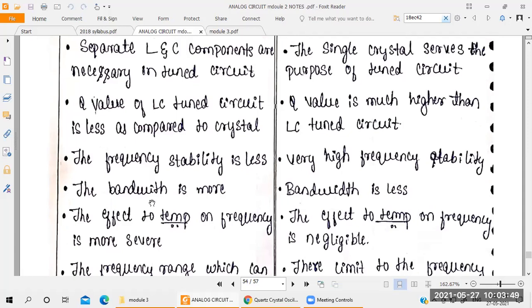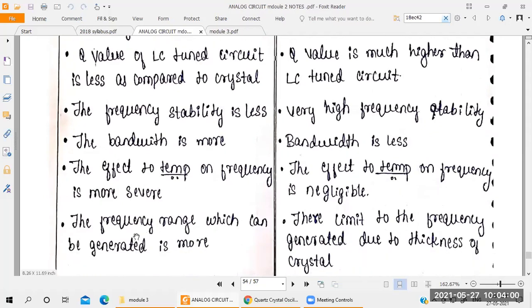In LC oscillator, bandwidth is very more here. In crystal, bandwidth is very less. Then effect of temperature is more in the LC oscillator. Here, effect of the temperature is very less. Next, the frequency range generated is more here.